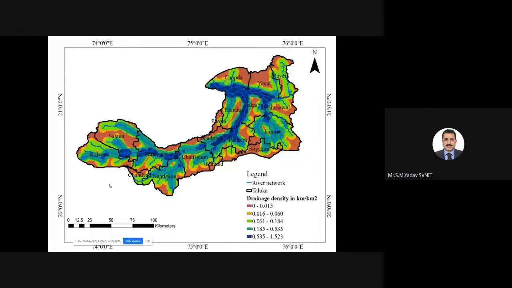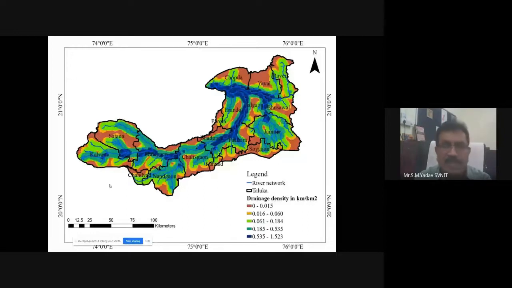Flood vulnerable index. Generation of spatial data for the flood vulnerable index map.